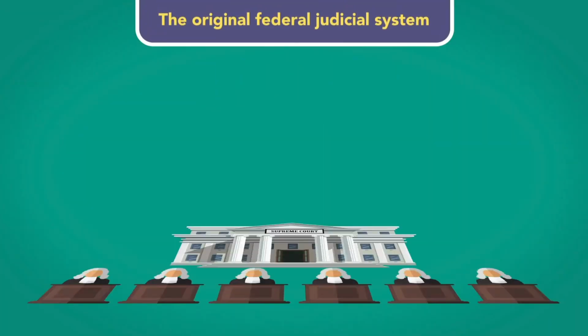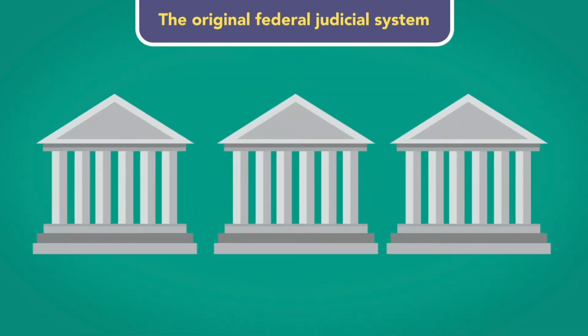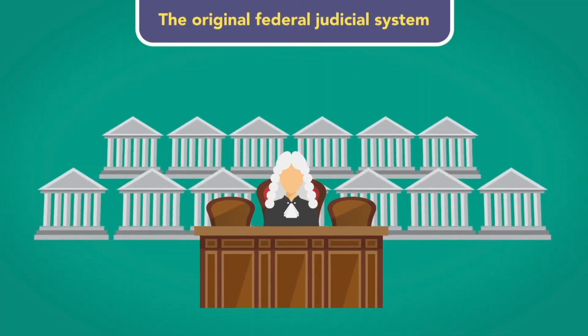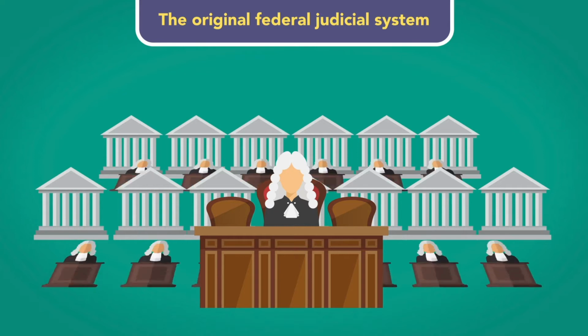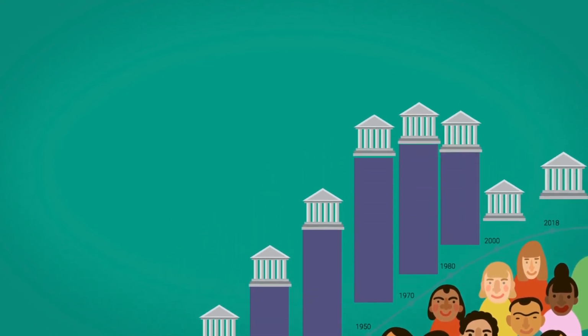The original federal judicial system consisted of a Supreme Court with 6 justices, 3 appeals courts, each presided over by 2 Supreme Court justices and a district court judge, and 13 trial courts, each presided over by a district judge. Over the years, the number of courts and judges has changed with the growth and shifting of populations.